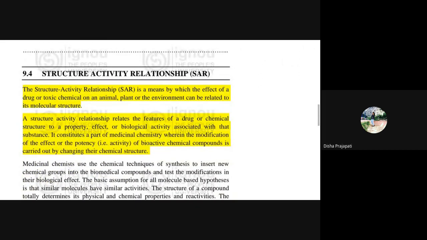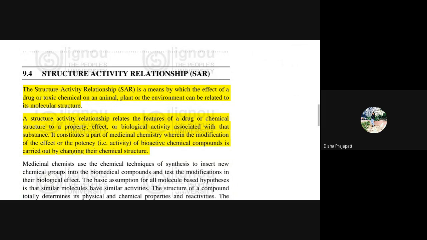Now, structure activity relationship. What is structure activity relationship? The structure activity relationship is a means by which the effect of a drug or toxic chemical on an animal, plant, or environment can be related to its molecular structure. So a drug having similar molecular structure will have similar pharmacological activity also.